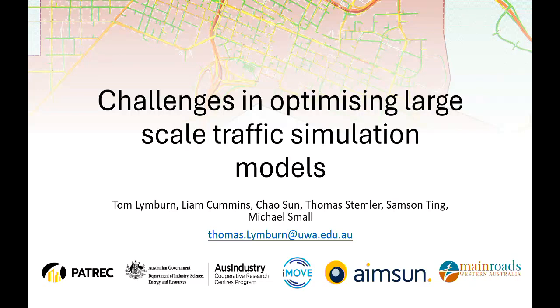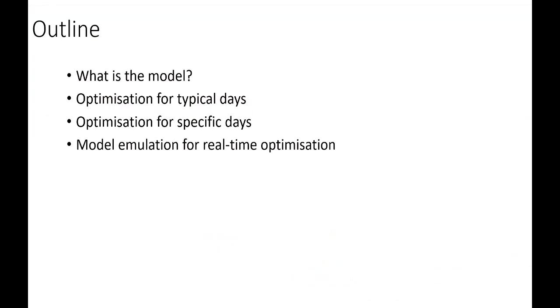A project that we've been doing, which is aiming to automate the optimisation of a large-scale traffic model for the Perth area. So basically, the outline of what we're going to be talking about today: I'll introduce what the model is, how it works, and then look at 3 different cases for optimising the model.